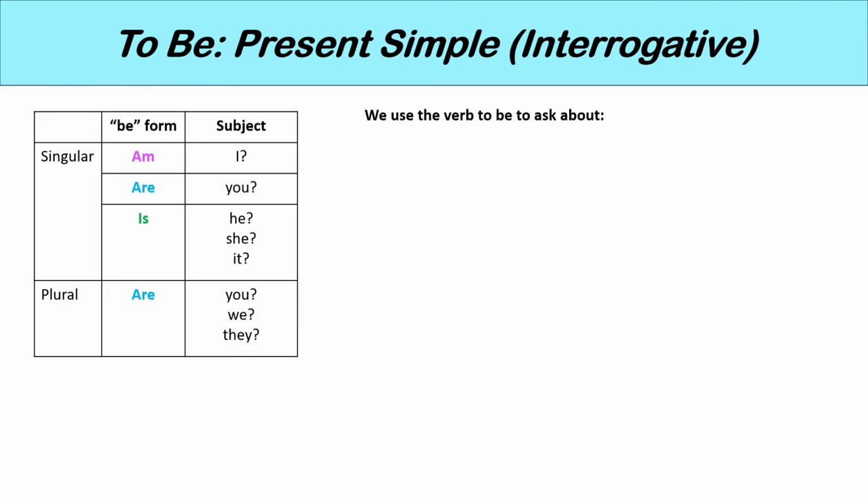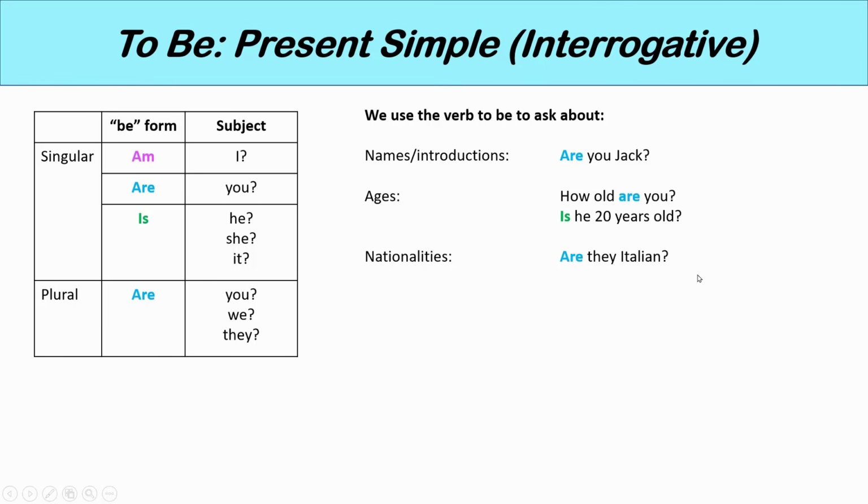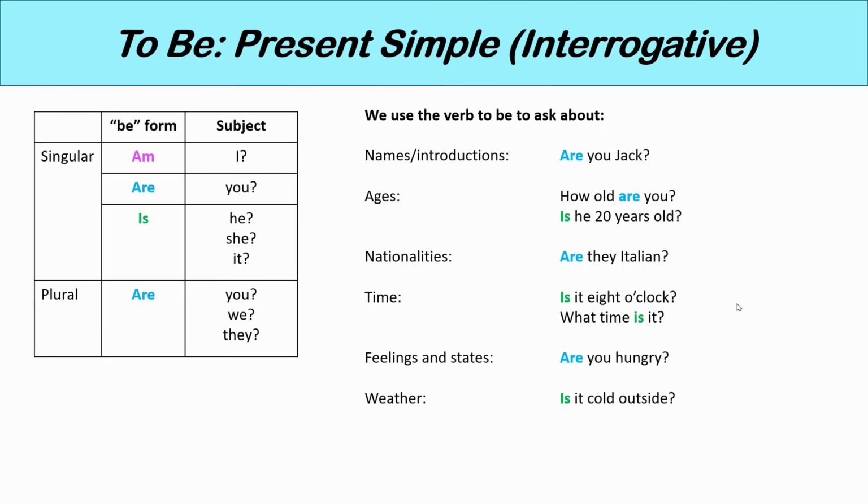Now, if we want to make a question or an interrogative sentence using to be, we say, am I? Are you? Is he? Or is she? For example, are you Jack? How old are you? Is he 20 years old? Are they Italian? Is it 8 o'clock? What time is it? Are you hungry? Is it cold outside? Am I funny?